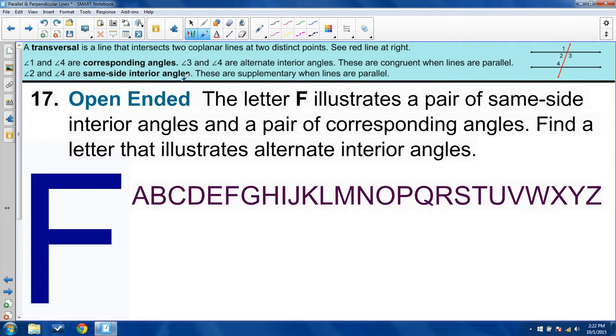Okay, I've got an open-ended question for you. The letter F illustrates a pair of same-side interior angles and a pair of corresponding angles. So here are some same-side interior angles, 1 and 2. In the letter F, they're most often 90 degrees, so they're congruent. And then it also has corresponding angles here and here. And those are definitely congruent. And I think they're also 90 degrees. Find a letter that illustrates alternate interior angles.